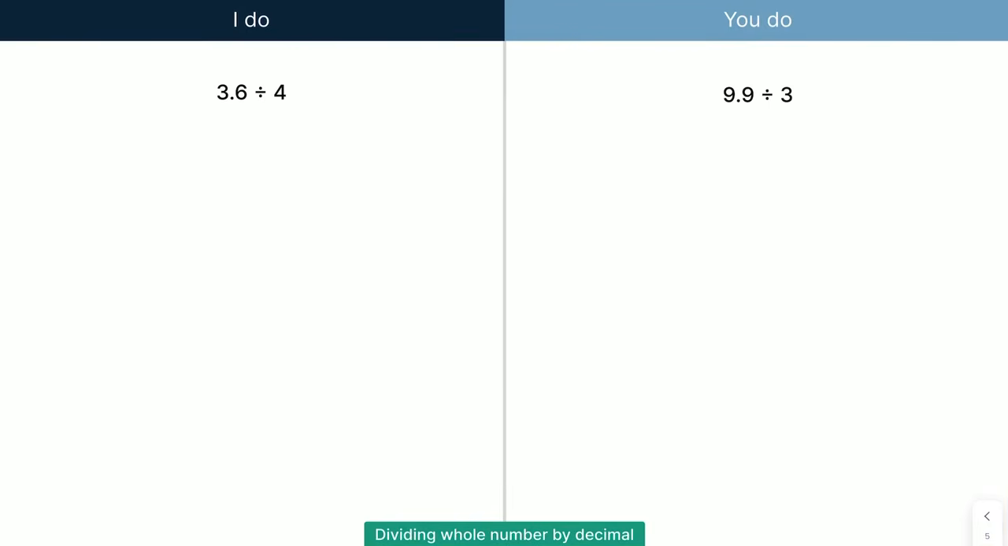So the way my videos work, I'm going to do the example on the left, which is I do. You are then going to press pause and have a go at the example on the right, which is you do. So looking at this first example here, we have 3.6 divided by 4.